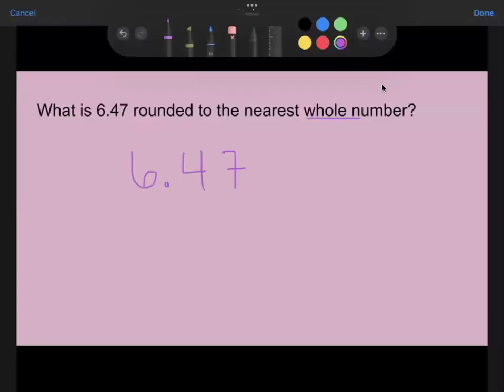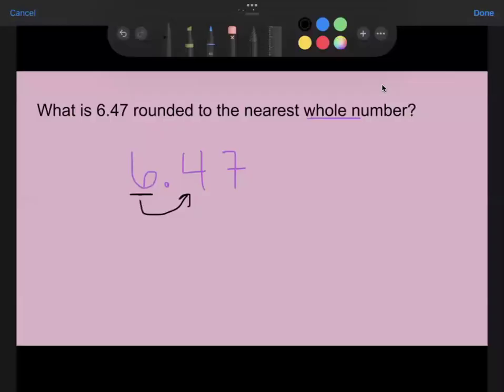Keep in mind that whole numbers are numbers that are to the left of the decimal. So if we want to round this to the nearest whole number, first let's identify which digit is in the whole number spot. That would be the 6. Then I'm going to look at the number just to the right. If that number is 5 or more, I'm going to raise the score. If it is 4 or less, I'm going to let it rest. What I'm raising or letting rest is the 6.